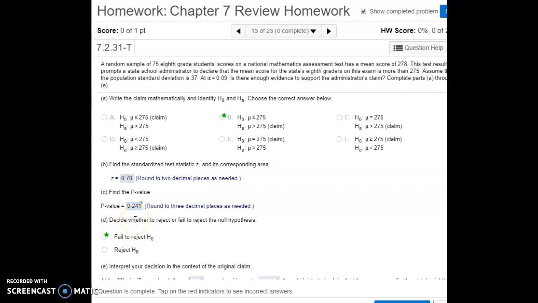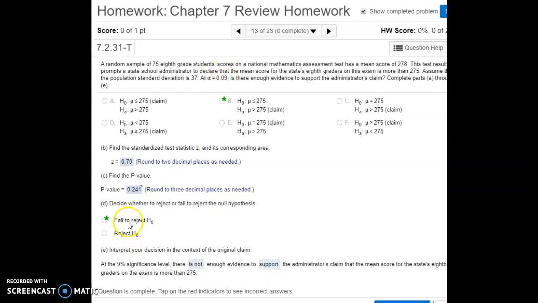The conclusion of a hypothesis test, we always compare the p-value to our significance level. If it was less than the significance level, we would reject the null hypothesis. This value is more than our significance level, so we fail to reject the null hypothesis. So at our significance level, which was stated here, we're failing to reject, so that means there's not enough evidence to support the alternative, which was our claim here, that in this case, the grades are more than 275.